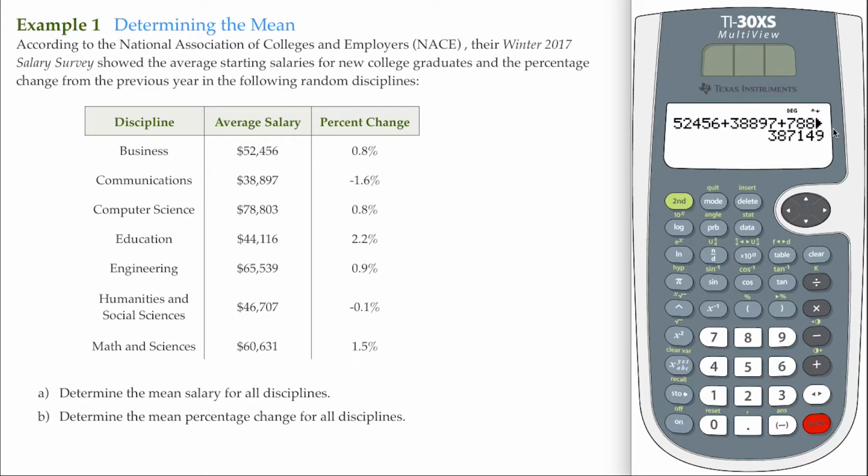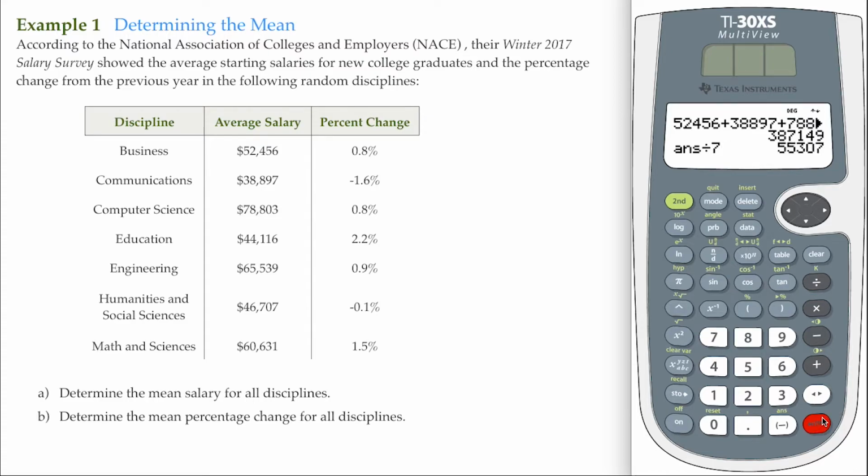And we come out with 387,149. We then divide that by the 1, 2, 3, 4, 5, 6, 7 data values. We divide that by 7. So I'm just going to hit the division key here. And as you can see, we get this ANS up here. This stands for answer. In other words, we're going to be dividing the last answer that popped up. It's just a shortcut. Rather than have to retype this in, we can go right to the operation, and it'll perform the operation on the last answer that appeared. So I'm going to divide this by 7.